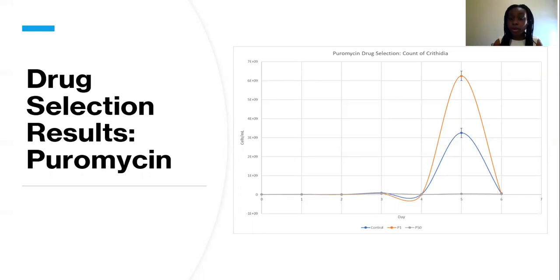Based on the results from our counts of our Crithidia for our puromycin drug selection, we would proceed with using our P50 concentration, or 50 micrograms per milliliter of puromycin, because it led to an inhibition of growth of our Crithidia. We are still in the process of doing our blastocidin drug selection.